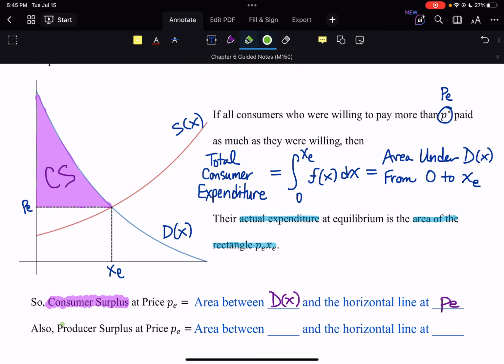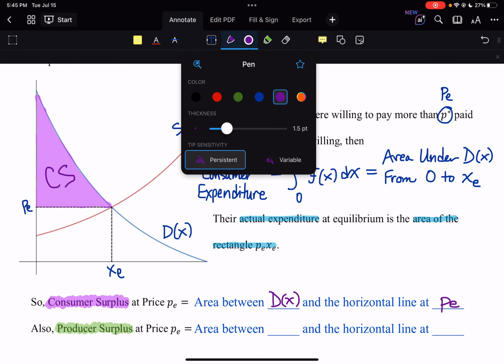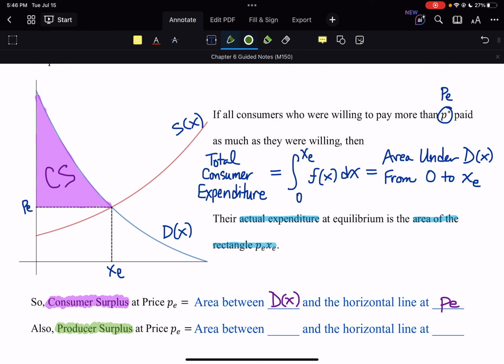For producer surplus, this is the amount of money the producers are making by charging a slightly higher price at equilibrium. That's going to be the area between the supply curve and the horizontal line at P_E. So that's going to be this area right here. So that's producer surplus right there.